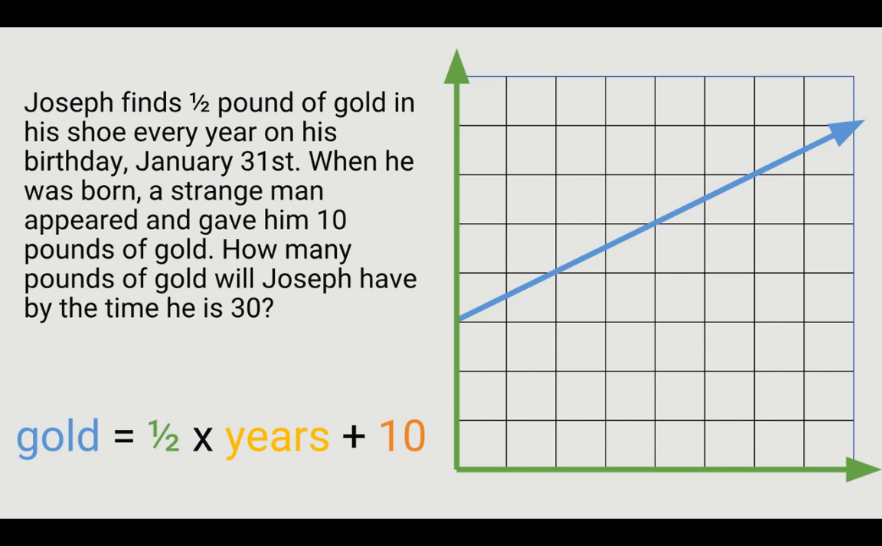Now, if I was getting more gold per year, the line would be more steep. It would be rising more quickly. Or if I was losing gold every year, it would be going down. It would be falling as it moved left to right. But there you can see how all 4 of these pieces come together to help us know how to graph, how to visually represent this linear function.